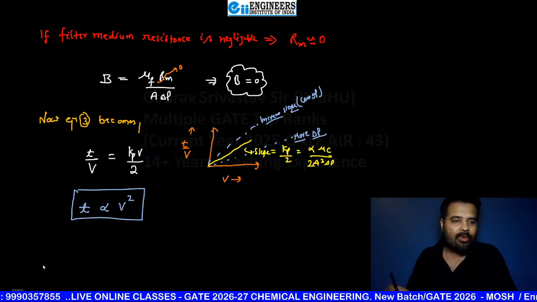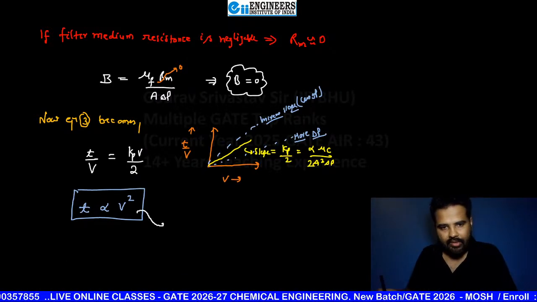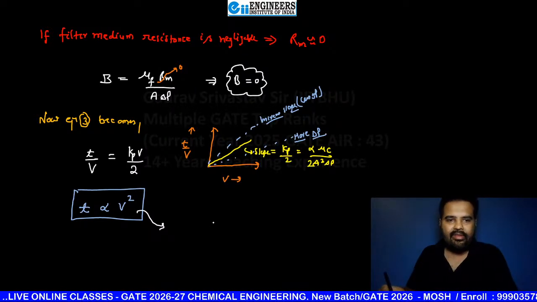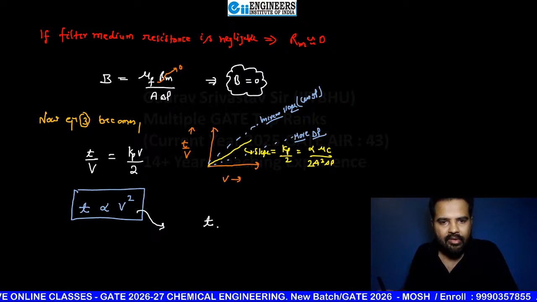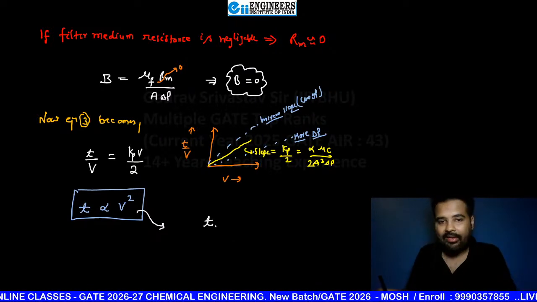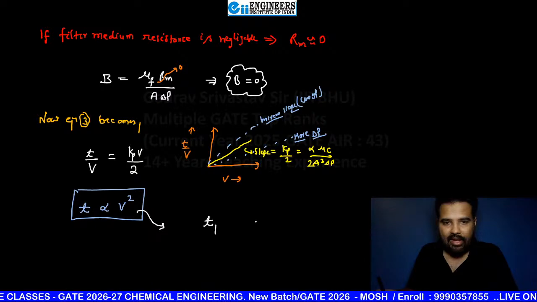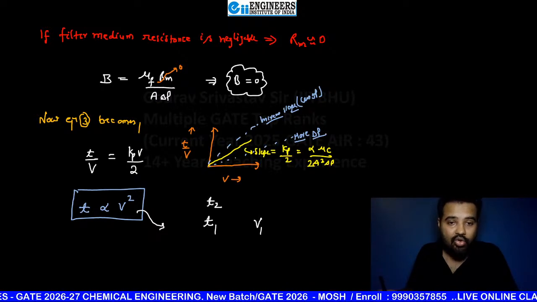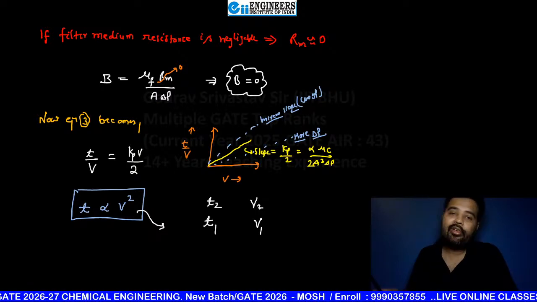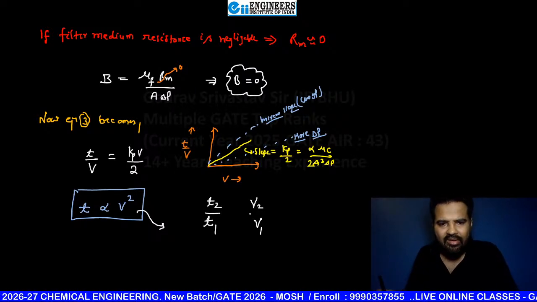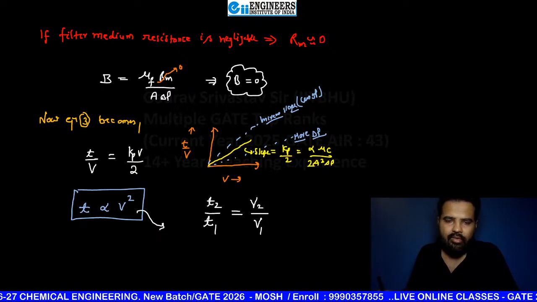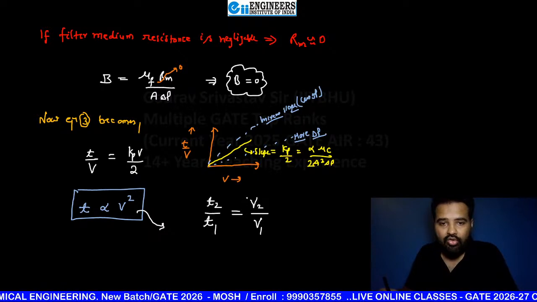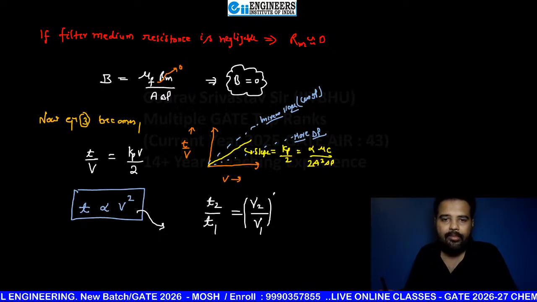Now, how can they formulate a question based upon this equation? They can ask you that the filter medium resistance is negligible, and if at this time the volume of filtrate collected is V1, then at some time T2 what should be the total volume of filtrate collected. No need to worry here, just use this proportionality. If you divide, the proportionality constant will be cancelled, and because this is v square, don't forget to write the square here.